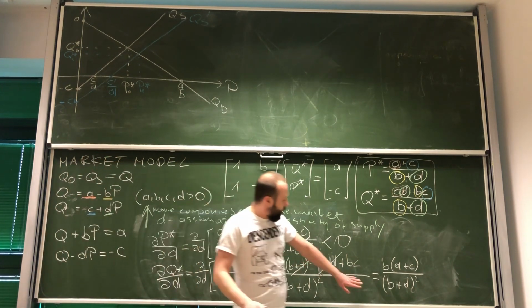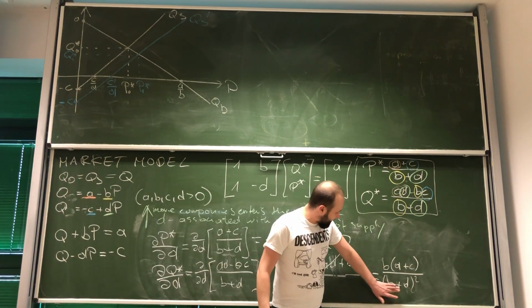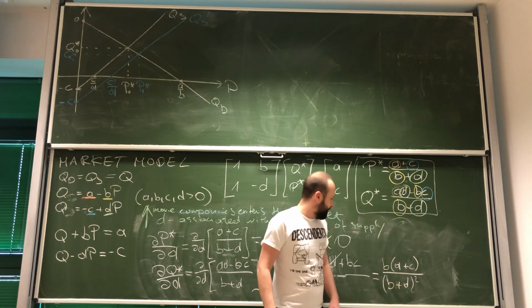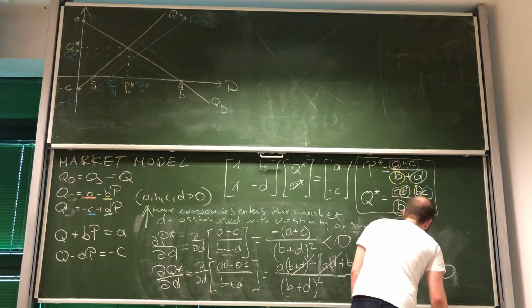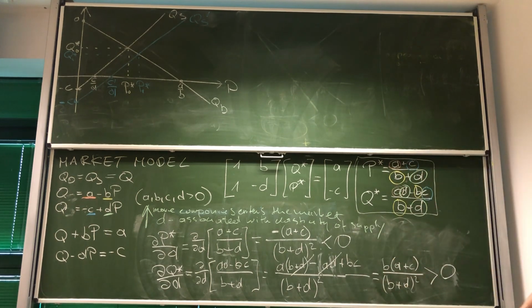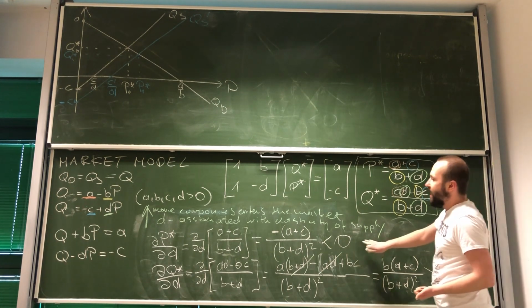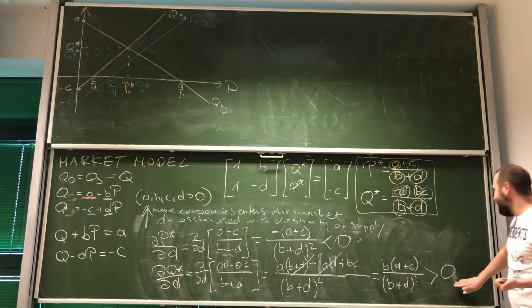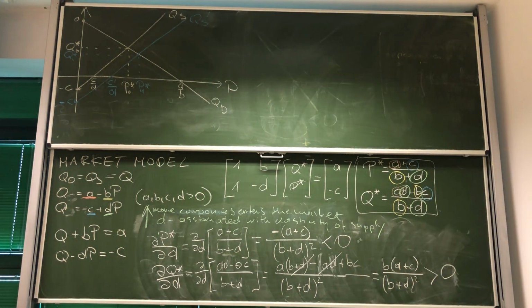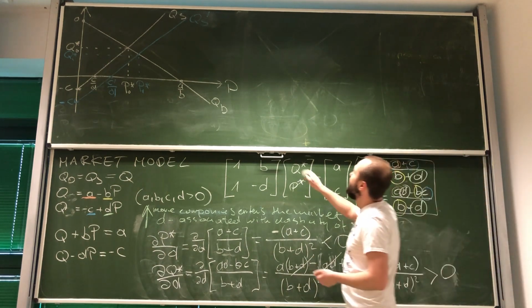Okay, so we know that this expression is positive in squares, this is positive, positive, so this is positive. And we get the final result that the more elastic the supply curve, the lower the equilibrium price and the higher the equilibrium quantity, other things being equal.